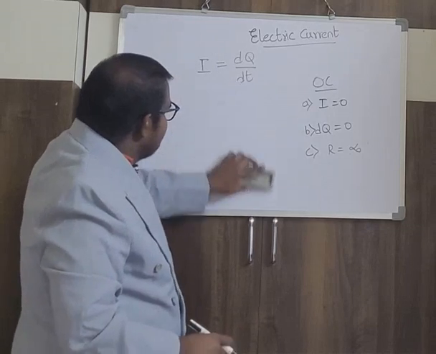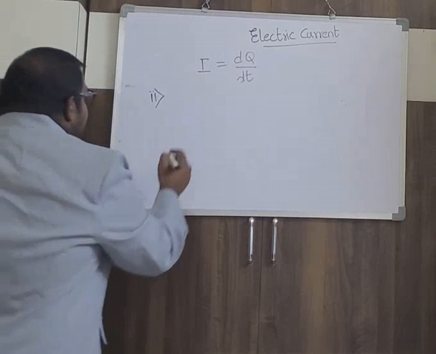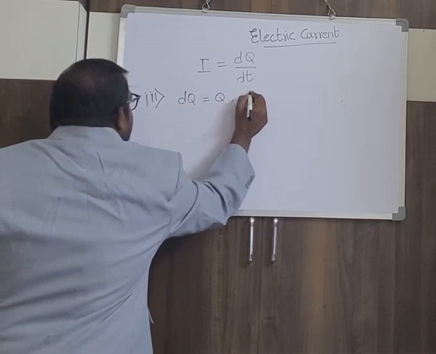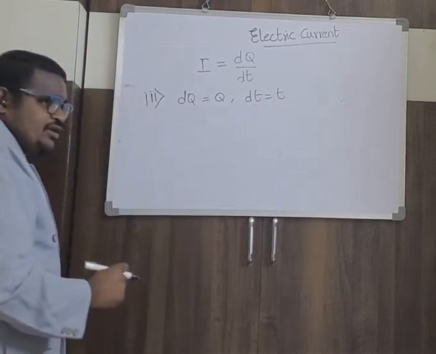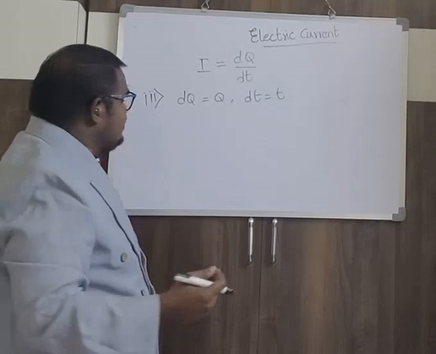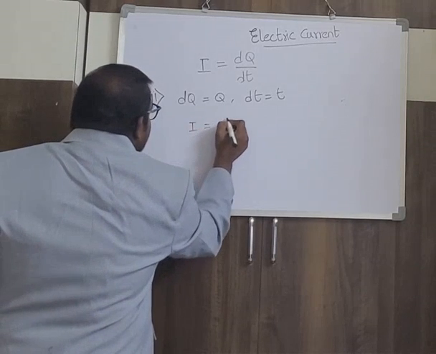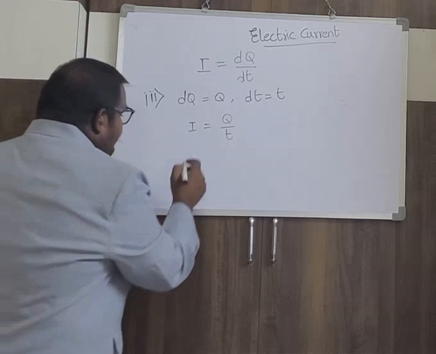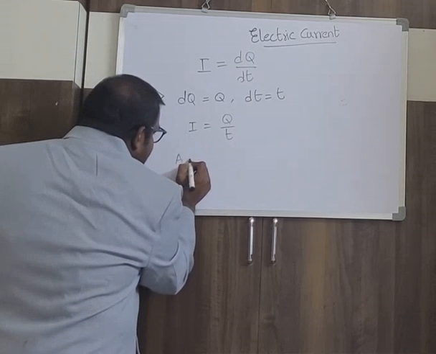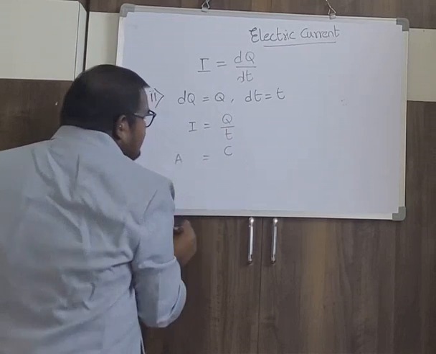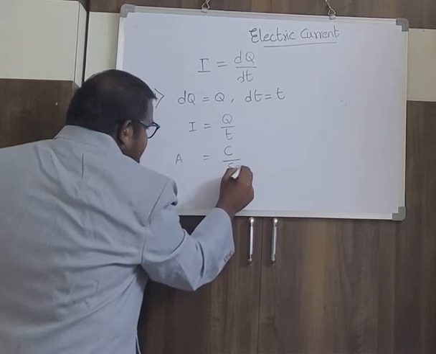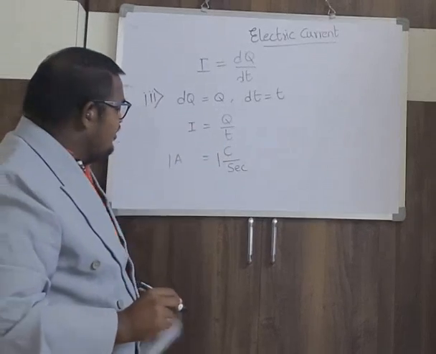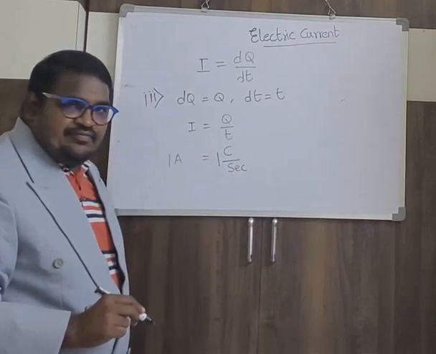And the third case is, suppose the change in charge is Q and the change in time is T. Then what is I? I is equal to Q by T. Now we know that the unit of current is ampere, the unit of charge is coulombs, and the unit of time is seconds. So we can write 1 ampere is equal to 1 coulomb per second. Okay. Next.